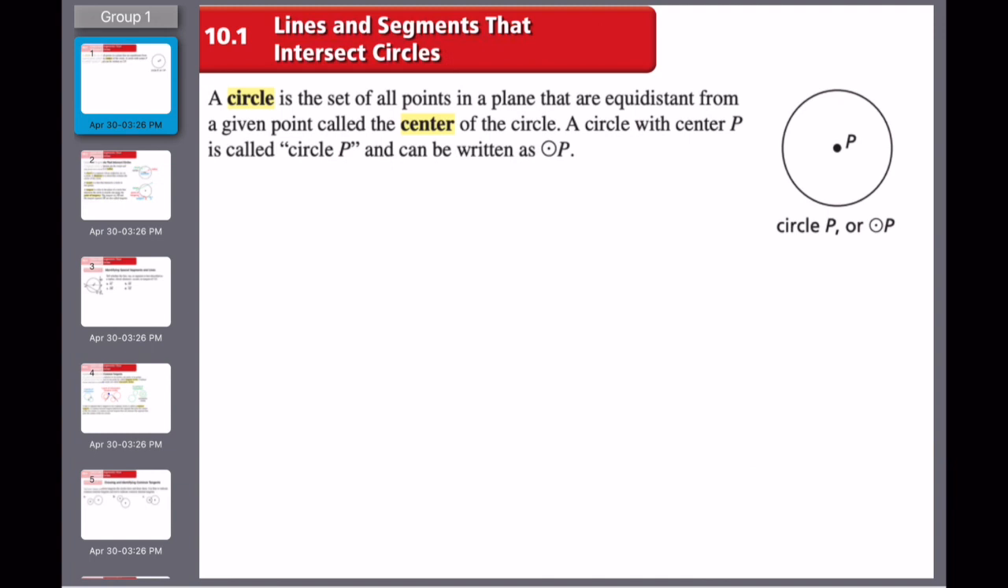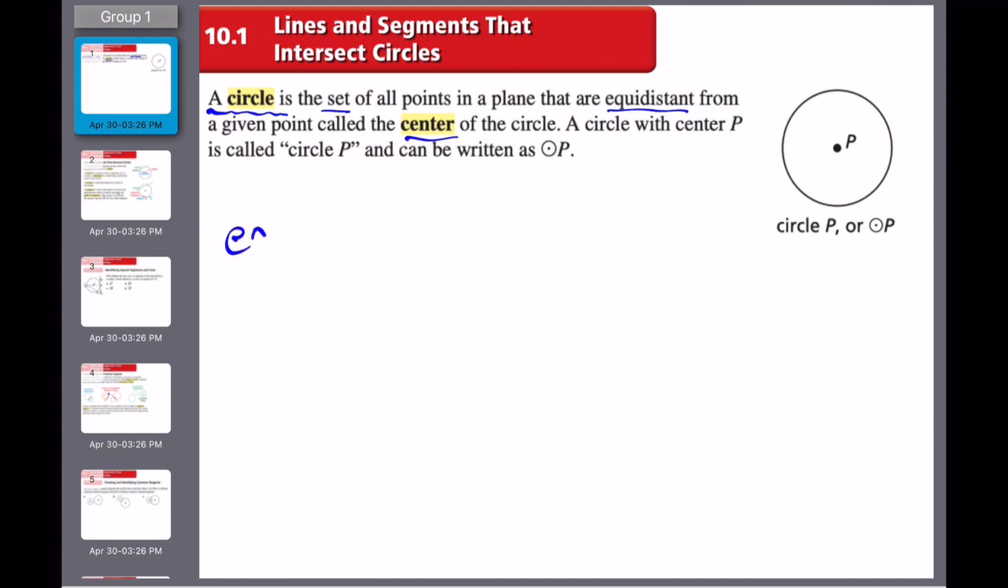This lesson is section 10.1, lines and segments that intersect circles. As usual, we begin with definition and vocabulary. So we begin with the definition of a circle, which is the set of all points in a plane that are equidistant from a given point called the center of a circle.